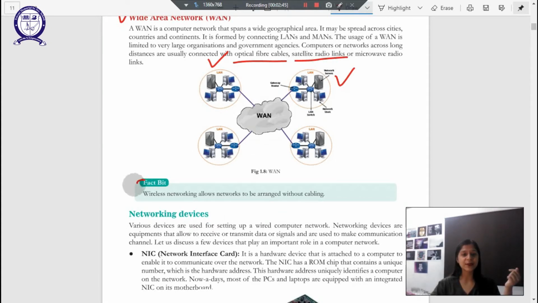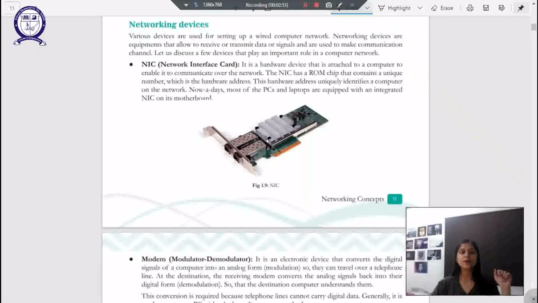And here's one fact bit for you. Wireless networking allows networks to be arranged without cabling. Right. So now let's look at the devices which allow us to connect with the world. There are various devices used for setting up a wired computer network. There are equipments that allow us to receive or transmit data or signals and are used to make a communication channel. So let us look at these devices.